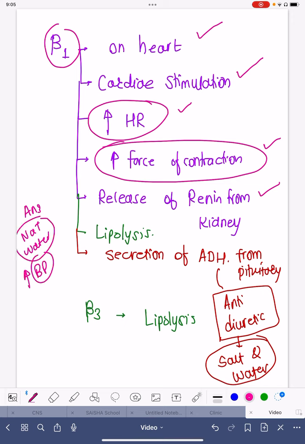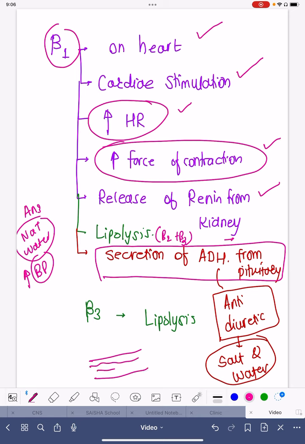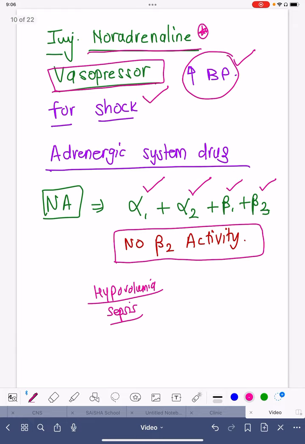And beta 1 along with beta 2 and beta 3 cause lipolysis, so it increases the fatty acids in the blood, which can be utilized to increase the glucose in the bloodstream. And beta 1 has one more activity, that it causes secretion of ADH from the pituitary gland. This ADH, that is anti-diuretic hormone, causes salt and water retention. More is the salt and water retention in the blood, more will be the blood pressure. So overall, this beta 1 tends to increase the heart rate and force of contraction. But in NORAD, this beta 1 stimulation is much less compared to alpha 1.